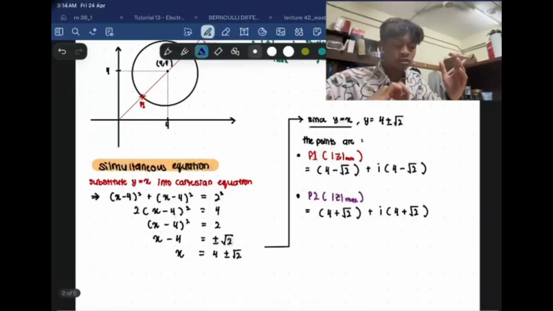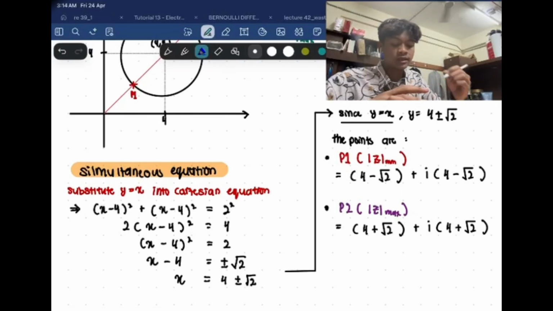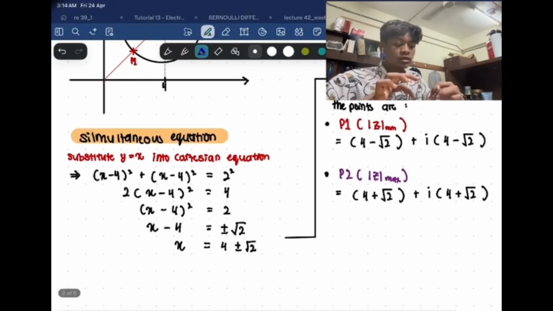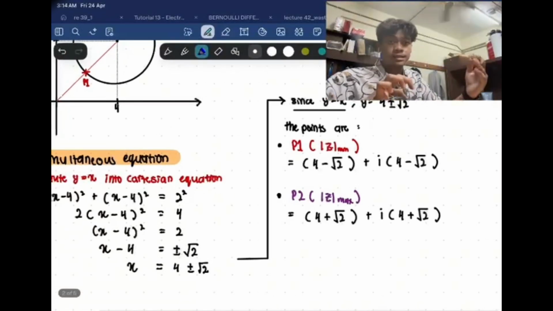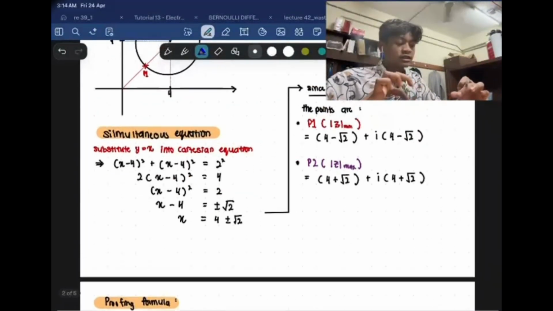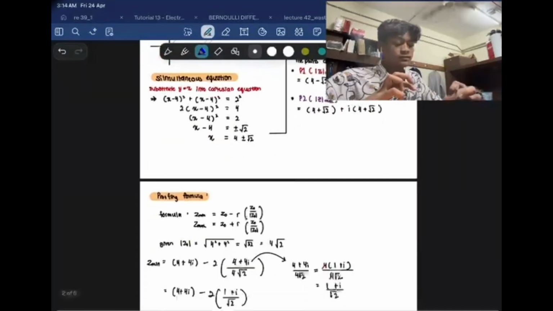To find the coordinates, we must use the simultaneous equation method by substituting y equals x into the Cartesian equation. So from here, we got x equals 4 plus minus root 2. And since y equals x, we directly got the value of y also. So from here, we can see that we got the formula for the z min and the z max.